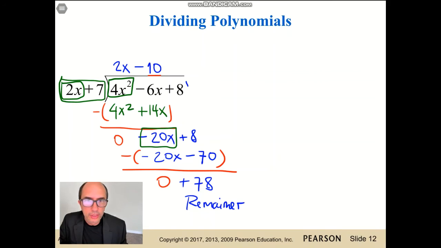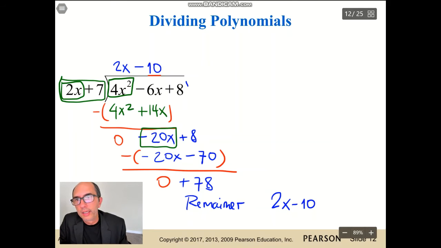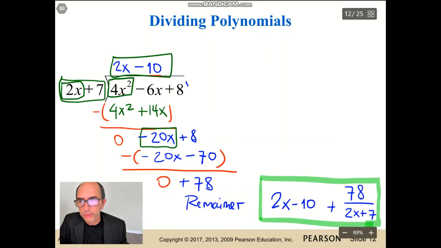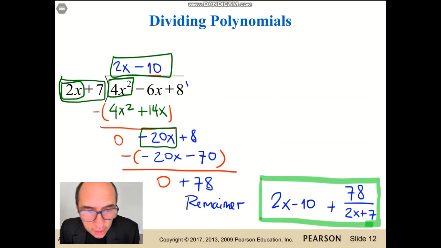That means the result, the final answer, is going to be 2x minus 10, plus the remainder, 78, divided by 2x plus 7. And this is our final result. Moving on, let's have a look at another example.